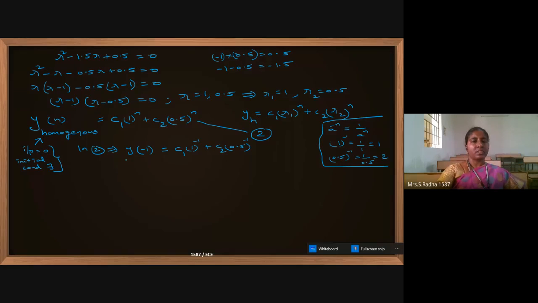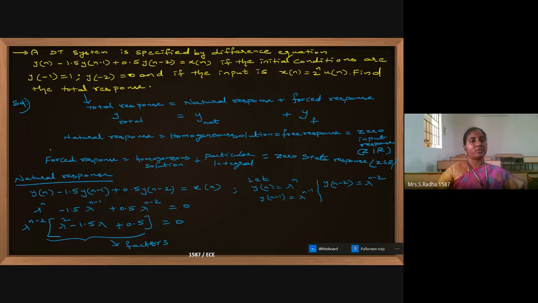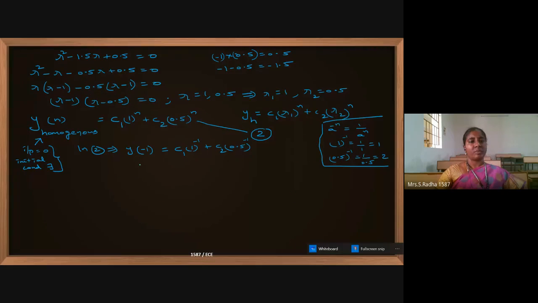The initial condition y of minus 1 value is 1 here. So on the LHS I will put 1. This is equal to C1 into 1 plus 2 times C2. This will be equation number 2a.